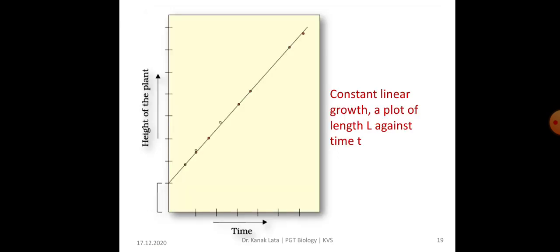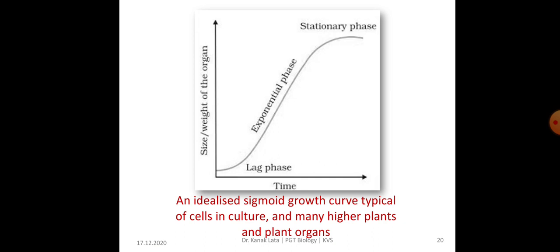This is a graph showing constant linear growth, a plot of length L against time t. This is the graph showing the sigmoid growth curve. Here you can observe the lag phase, exponential phase and a stationary phase.